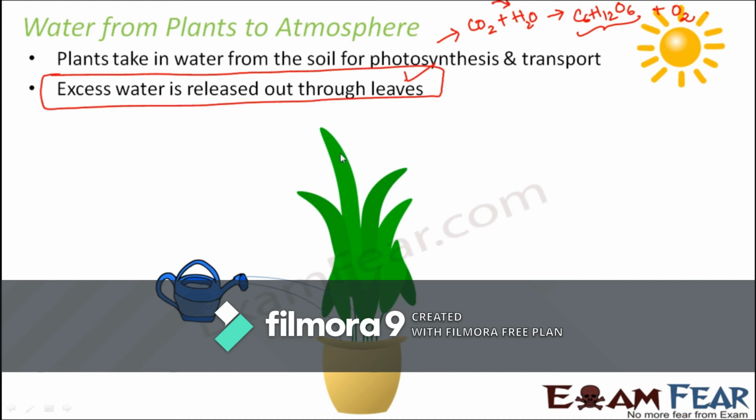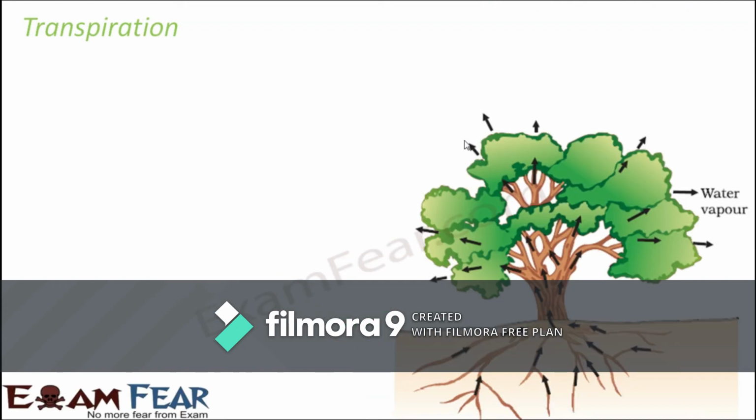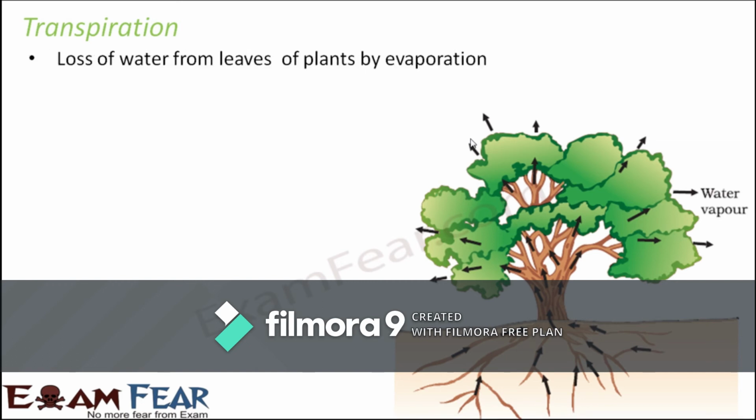And where is the water released out? The water is released out to the atmosphere. And how is it released out? That water which is released out goes to the atmosphere in the form of water vapor. So this is the process which is called transpiration. Transpiration is the loss of water from leaves of plants by evaporation.